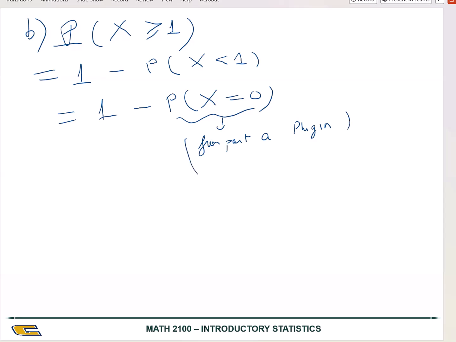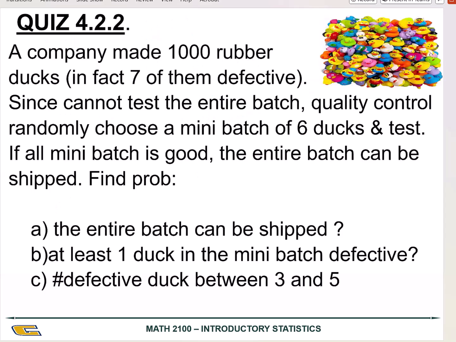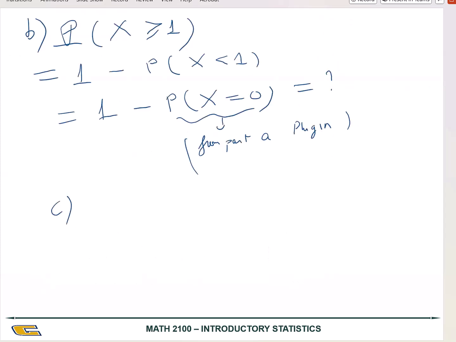So again, quiz 422 is the pub quiz for today. So please do the calculation and give me a number here, okay? And for the number of defective ducks between 3 and 5, right? So in this case, again, it just comes back to the usual type of problem, right? X between 3 and 5.